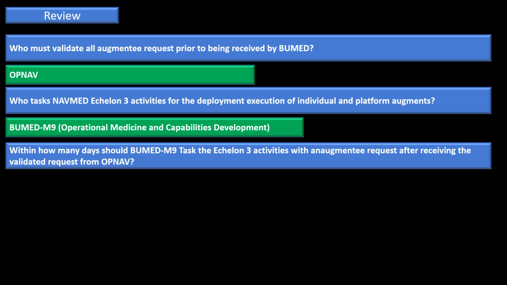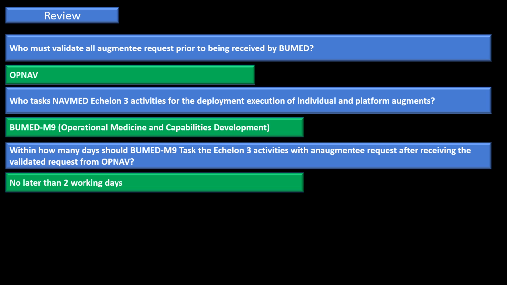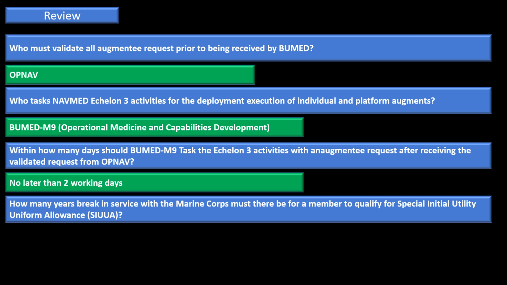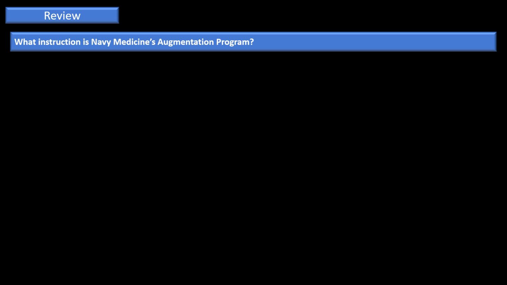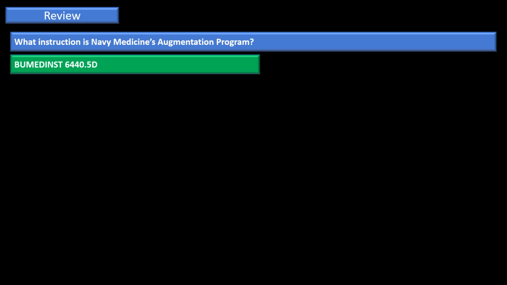Within how many days should BUMED M9 task the Echelon 3 activities with augmentee requests after receiving the validated request from OpNav? How many days does M9 have to send that request down to the Echelon 3 once they've received it from OpNav? They should get that done as soon as possible, but no later than 2 working days. How many years break in service with the Marine Corps must there be for a member to qualify for a special initial utility uniform allowance? There's got to be a 3-year break in service. What instruction governs your Navy Medicine Augmentee program? Your Navy Medicine Augmentee program is BUMED Instruction 6440.5.